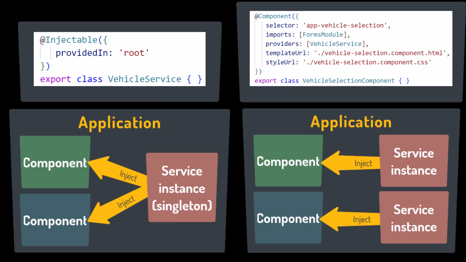Select the appropriate technique depending on the requirements of each service you create. Use in root when you want to share service state throughout the application. Provide the service in a component if you want to initialize the service state every time the component is created, or if you want each component to have a unique instance of the service.